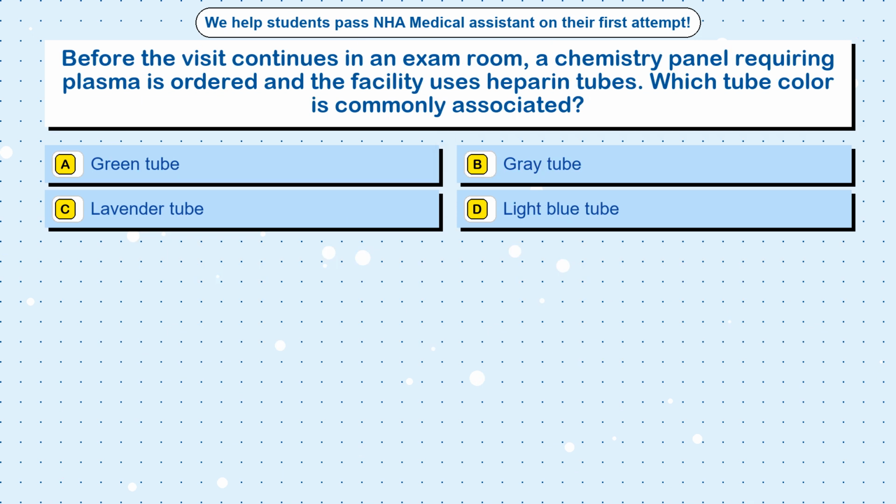Question 7. Before the visit continues in an exam room, a chemistry panel requiring plasma is ordered and the facility uses heparin tubes. Which tube color is commonly associated? Option A, green tube. Option B, gray tube. Option C, lavender tube. Option D, light blue tube.